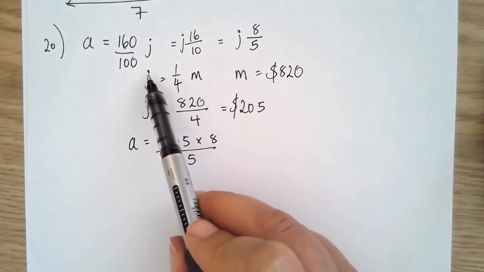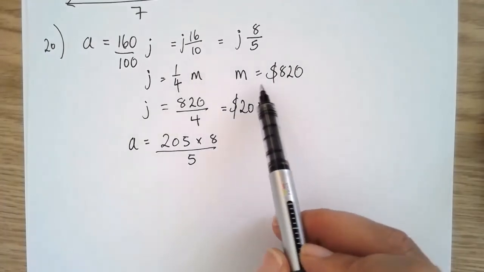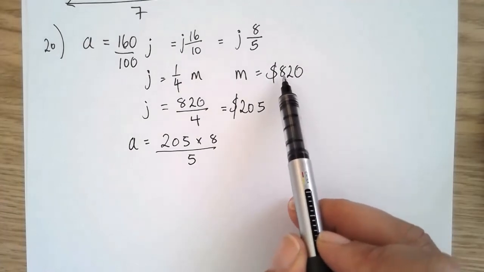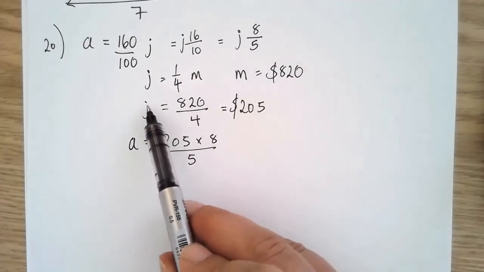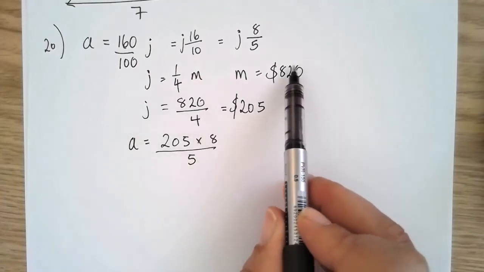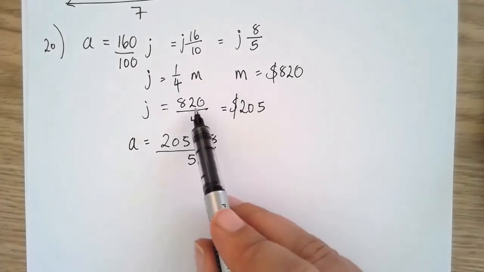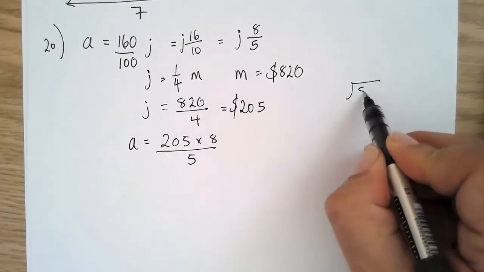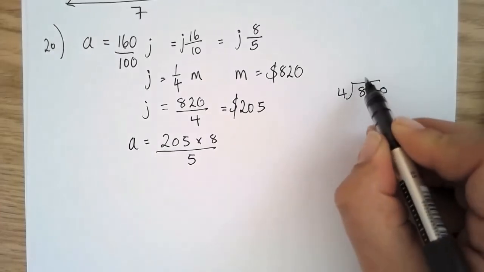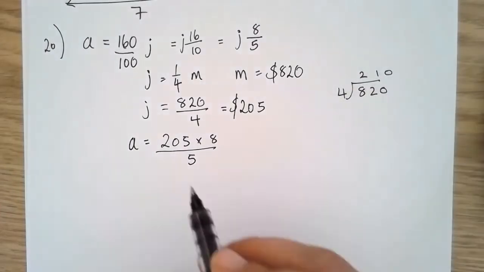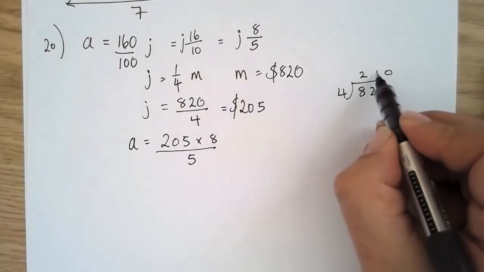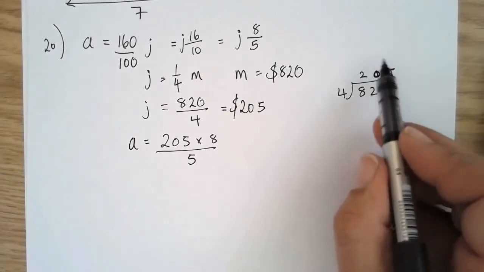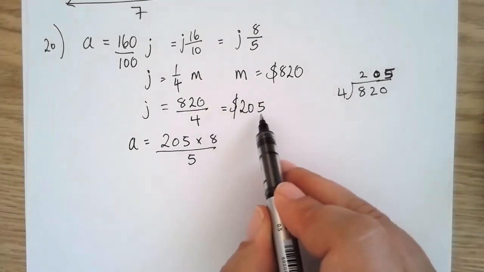So in the question, it said J equals a quarter M, but we can also see that I know what M is. Then what I did was take Jeff's and I put in 820 and I divided it by 4. Dividing this by 4, you can do it with this method if it helps. So this is the number that Jeff gets.